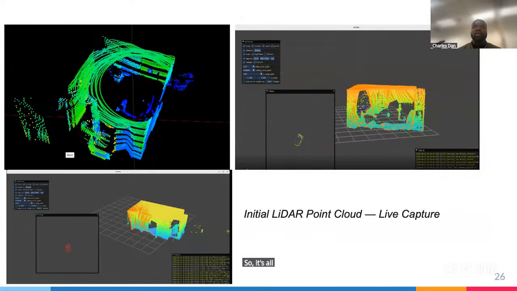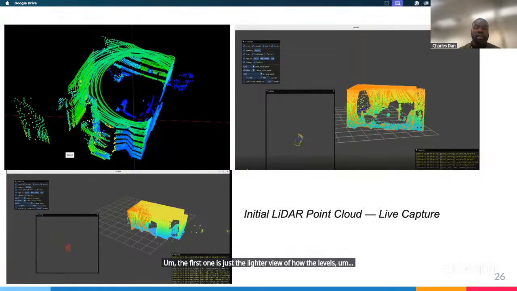It's all based on decision making, because a robot needs to make a very quick decision, or even autonomous vehicles need to make a very quick decision. You wouldn't want to miss a little bit of time, so data needs to be transferred at a very fast pace. So the first one is just the LiDAR view of how the Livox 360 view looks.